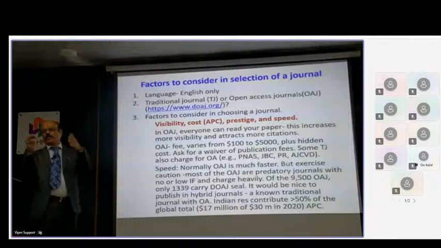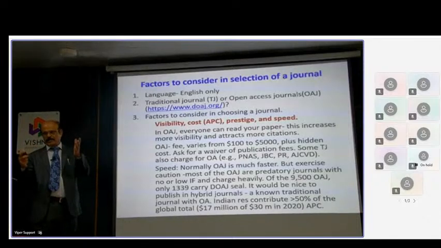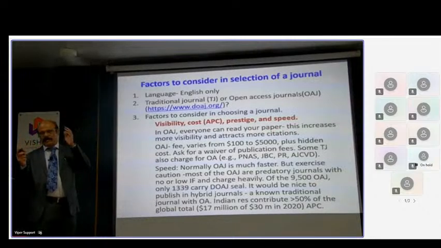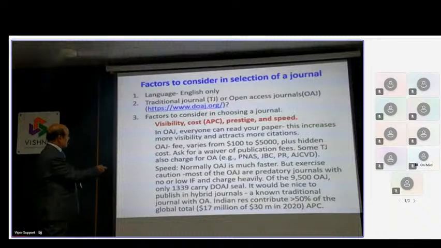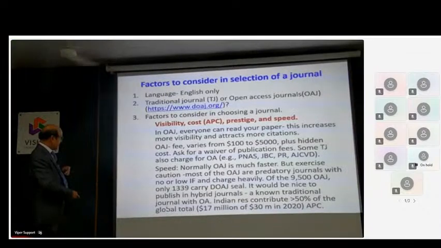Some open access journals you don't have to pay money. They'll publish it without, you can say subscription based. You can say it this way and get it published. But some journals insist on APC, article processing charge. This is what cost is involved, article processing charge, and also prestige of the journal and speed of publication.